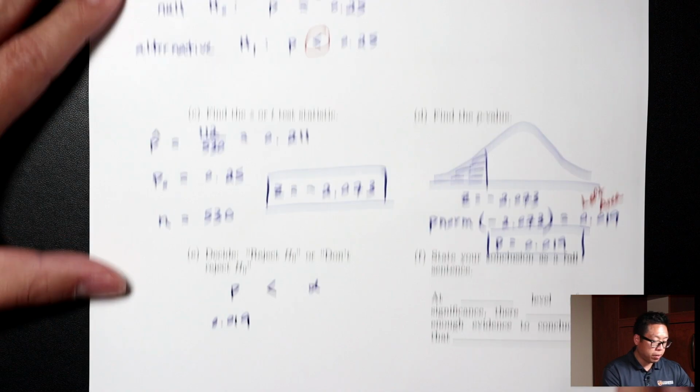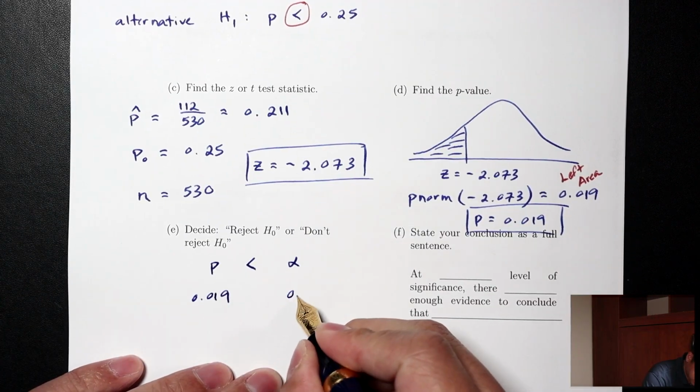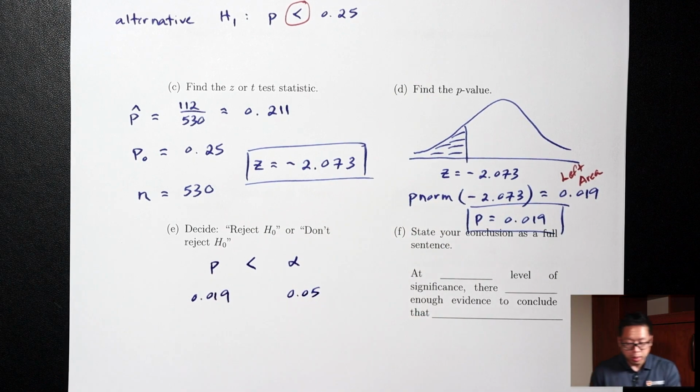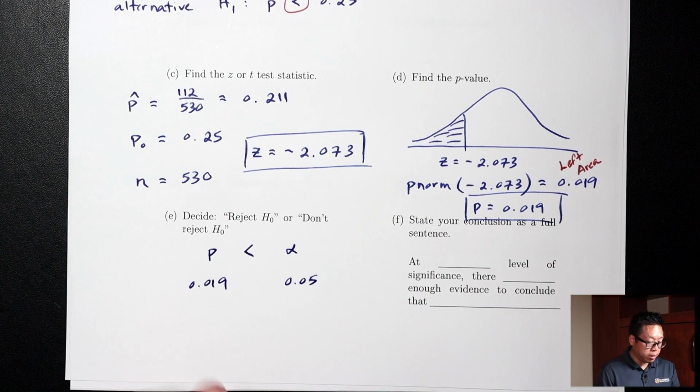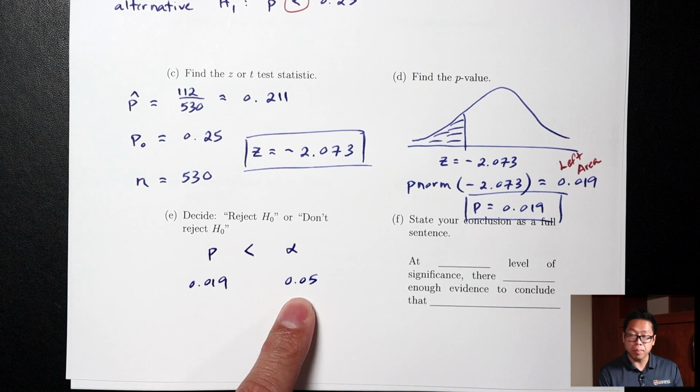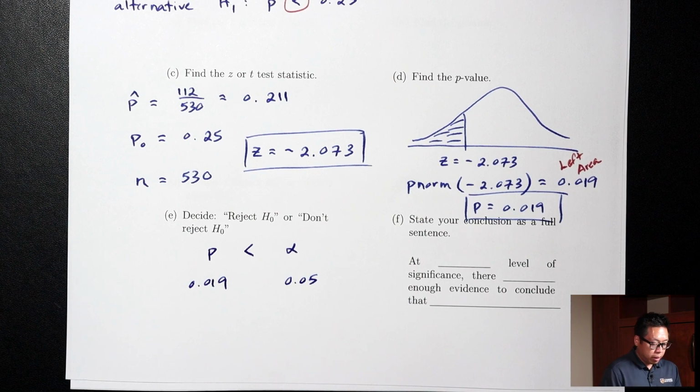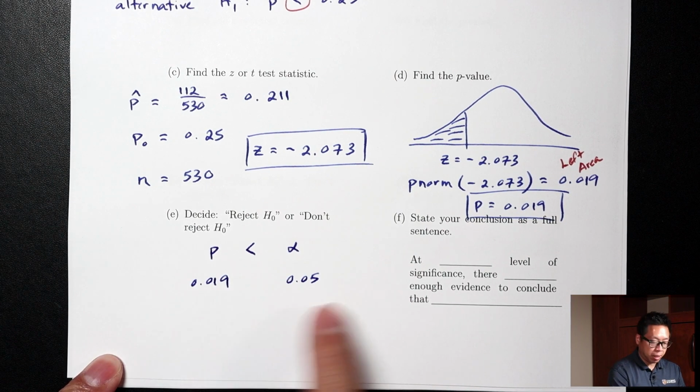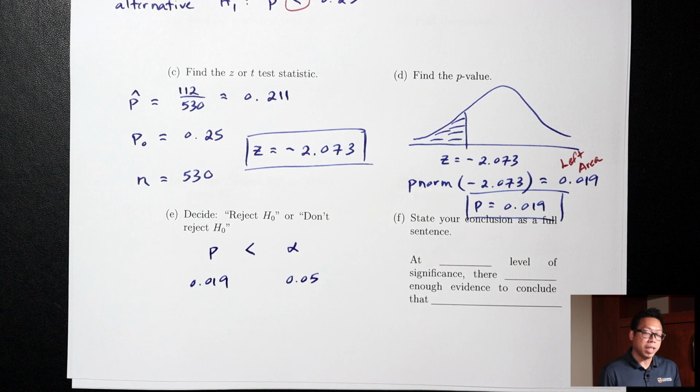The alpha is 0.05. And the question is, is the p-value less than the alpha? Currently, the p-value has 3 decimal places and the alpha has 2. So my recommendation is to add on a 0 so that both have the same number of decimal places.